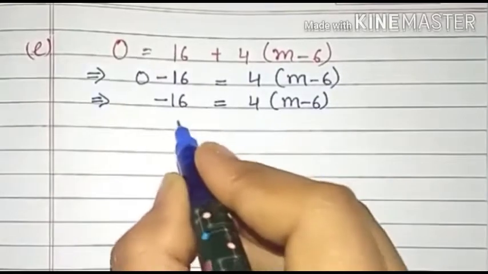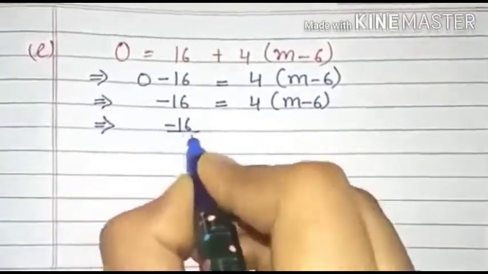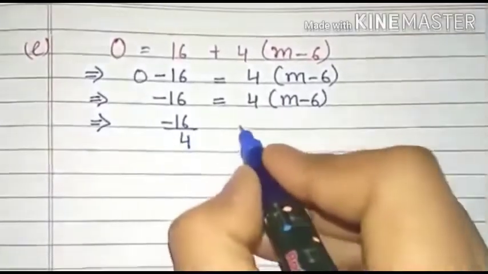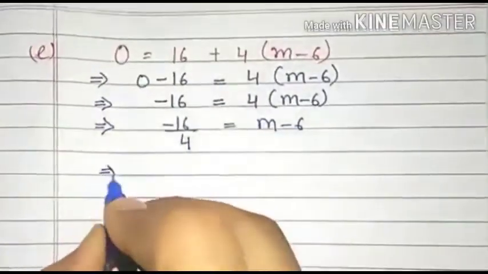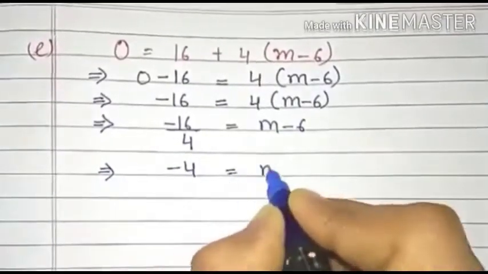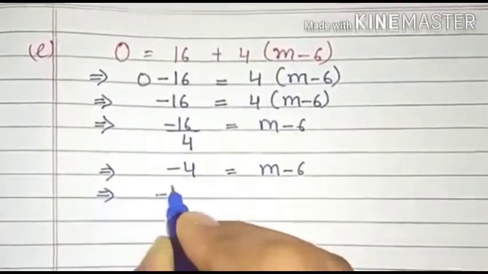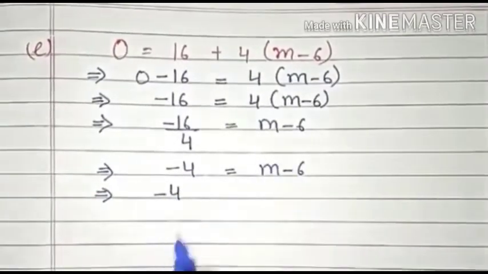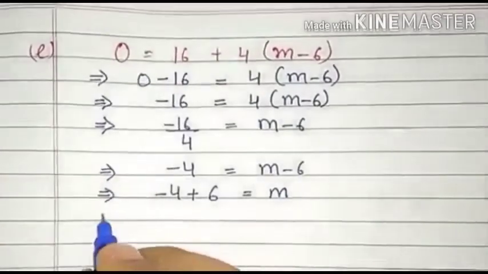Now we will transpose this 4 to the left hand side. It will come minus 16 upon 4 is equal to m minus 6. So it is minus 4 is equal to m minus 6. Now we will transpose 6 to the right hand side. It will be plus 6 equal to m. So what will come?